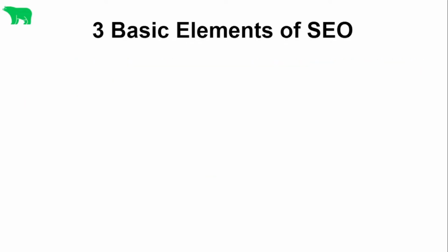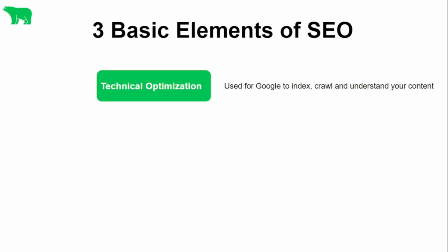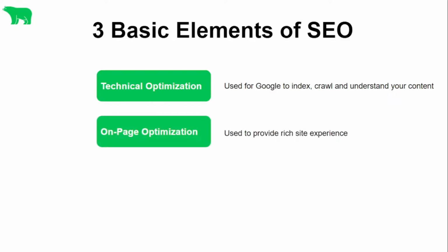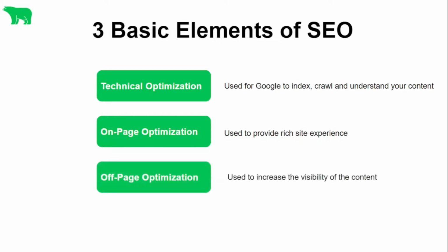Now let us understand the three basic elements of search engine optimization. The first is technical optimization. There are certain tricks or rules, I would say, you have to follow to make sure that Google can index, crawl and understand your content. Then we'll talk about on-page optimization. There are certain logical best practices which a writer has to keep in mind to provide a rich site experience. And the third one is off-page optimization, which is done to increase the visibility of the content. When you follow the best practices, most likely your content will appear on the first page of Google.